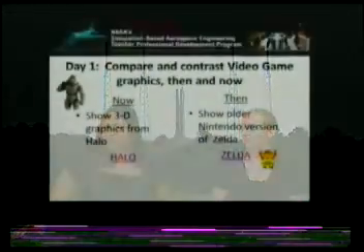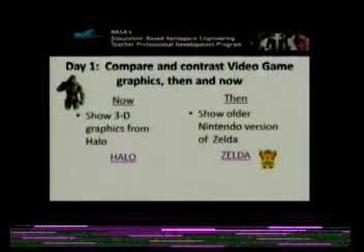Fun. Okay. So on the first day, we're going to compare and contrast video games, the graphics that are used now, and the graphics that were used when we were younger. Students are used to seeing graphics like the ones in Halo, and I'm going to show you a video.